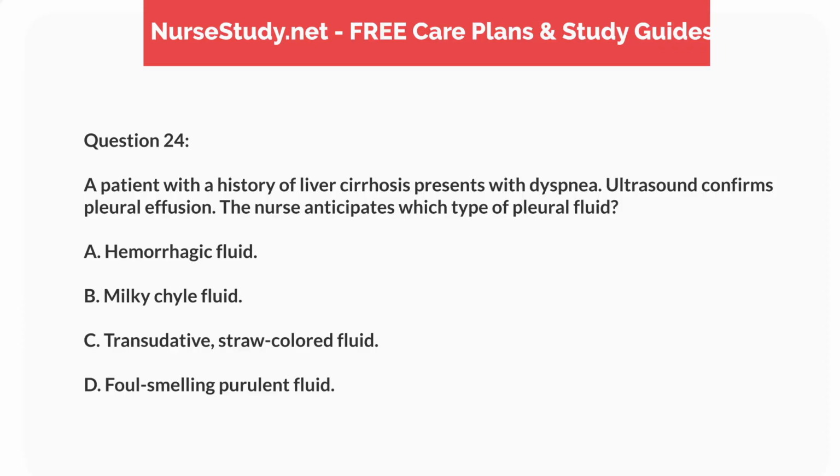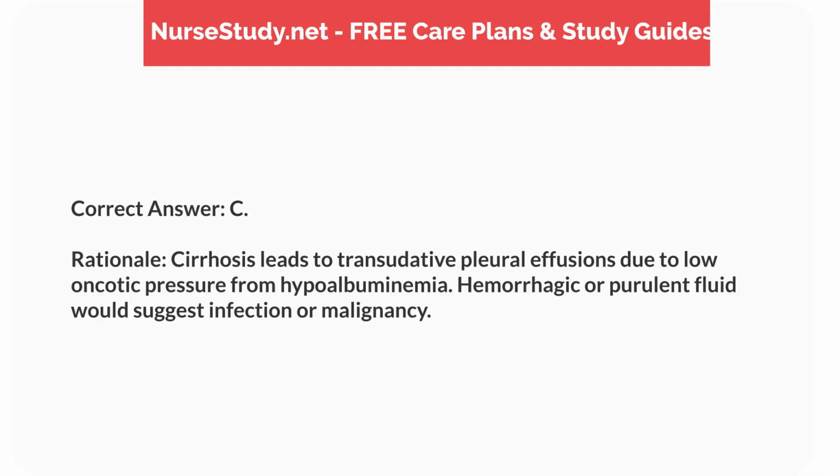Question 24. A patient with a history of liver cirrhosis presents with dyspnea. Ultrasound confirms pleural effusion. The nurse anticipates which type of pleural fluid? A. Hemorrhagic fluid. B. Milky chyle fluid. C. Transudative, straw-colored fluid. D. Foul-smelling purulent fluid. Correct answer, C. Rationale: cirrhosis leads to transudative pleural effusions due to low oncotic pressure from hypoalbuminemia. Hemorrhagic or purulent fluid would suggest infection or malignancy.